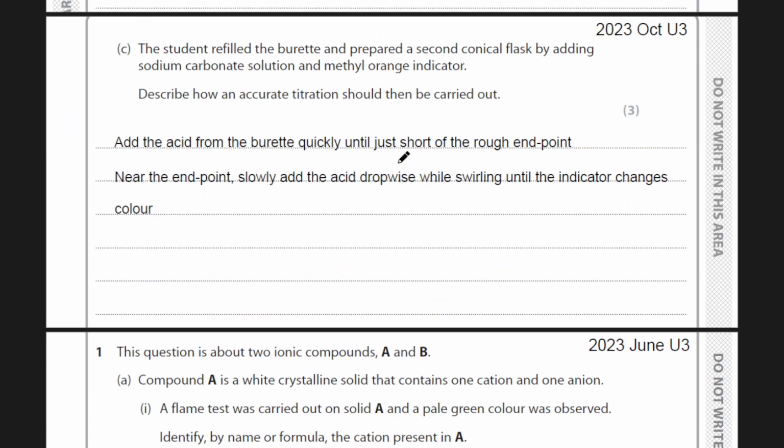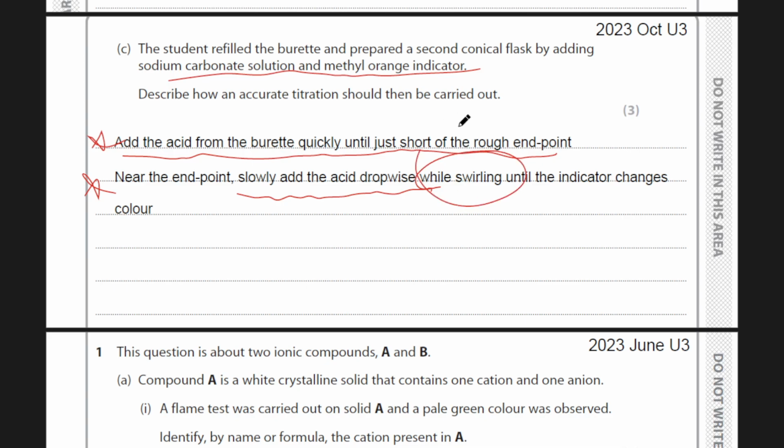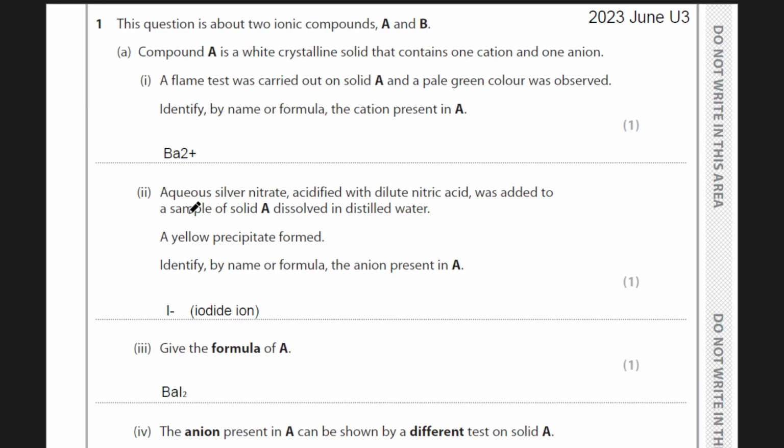The student refilled the burette and prepared a second conical flask by adding sodium carbonate solution and methyl orange indicator. So the titration process basically, we need to add the acid from the burette quickly until the rough endpoint is reached, and near the endpoint we need to slowly add the acid dropwise while swirling, because the swirling is required to ensure that the mixture mixes more evenly, so the components distribute equally throughout the whole mixture. And obviously we need to do this until the indicator changes color, which indicates that the neutralization is complete.